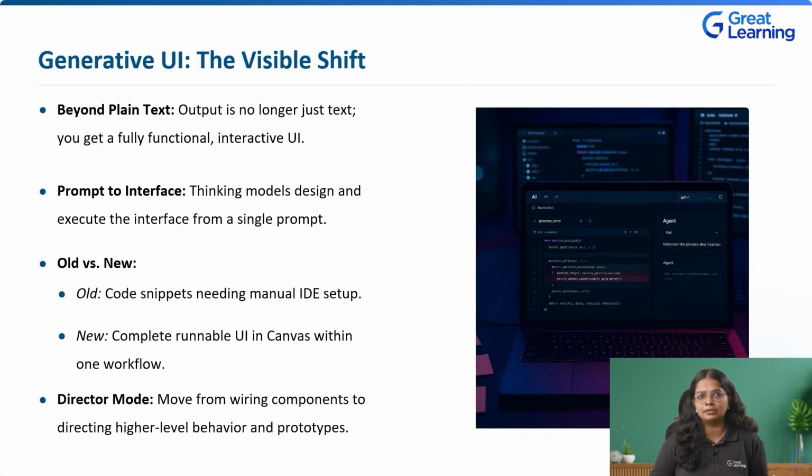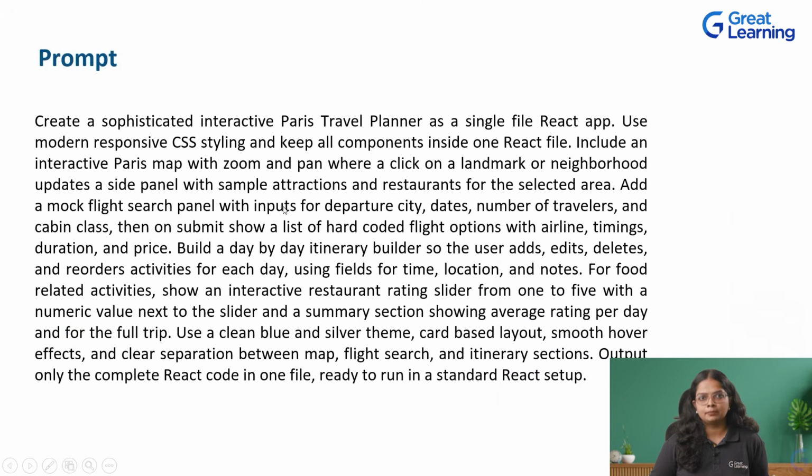To prove it, we'll use the Canvas tool. I'm going to give it a detailed prompt now. Here is the prompt I'm using. I'm asking Gemini 3 to build a complete Paris travel planner as a single file React app with an interactive Paris map, a mock flight search panel, and a device itinerary builder that includes restaurant rating sliders and rating summaries.